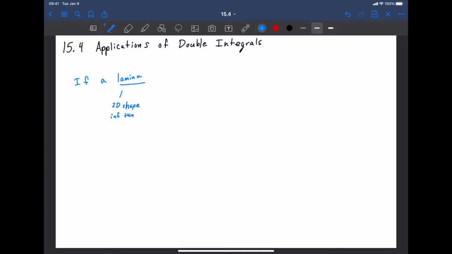If we have a lamina that has a mass density of rho, it's a Greek letter rho, of x comma y. If it's hard for you to picture what this is, it's measuring kilograms per square meter. How much mass is in each square meter of the surface, of the grass sod, of the paper?